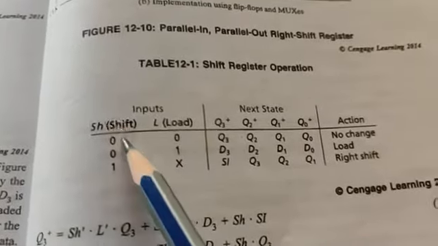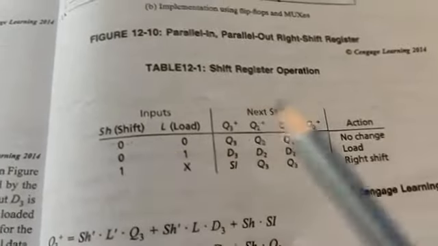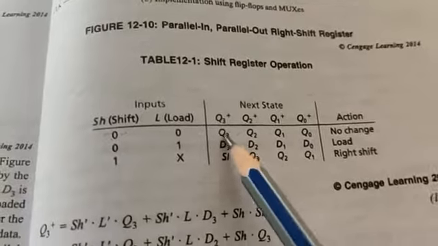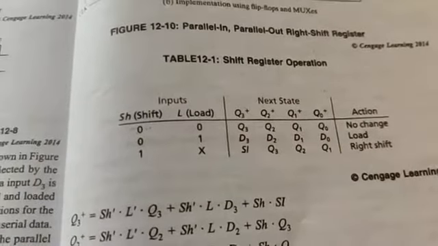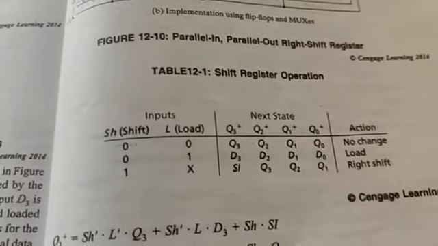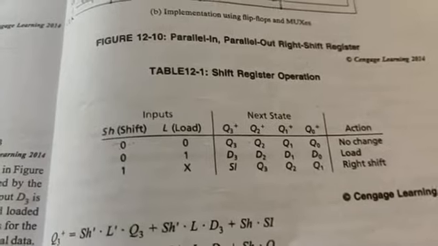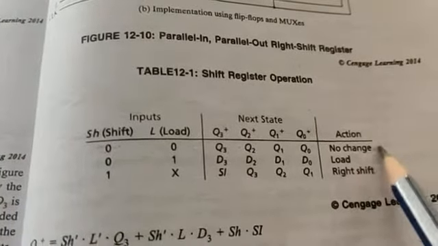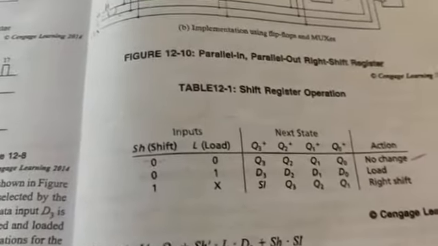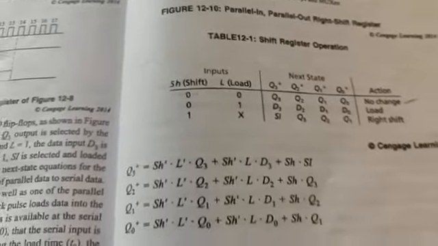Okay, when shift and load are both 0, the data already present within Q3, Q2, Q1, Q0 will retain its previous state and be sent to the output. That is nothing but no change. The output never changes because both shift and load are disabled. So let me go on with that.